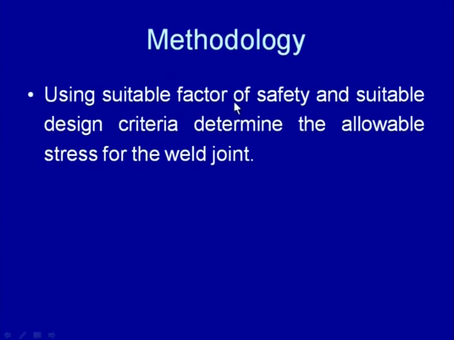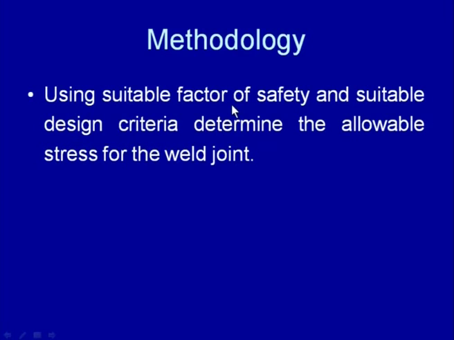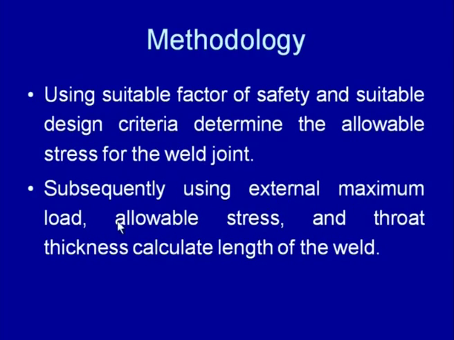So, using a suitable factor of safety and suitable design criteria, like whether it will be based on the ultimate strength, yield strength or modulus of elasticity, the allowable stress is obtained for the weld joint. Using the yield strength or the ultimate strength, we divide by the factor of safety to obtain the allowable stresses for designing the weld joint, and subsequently the external maximum load, allowable stress and the throat thickness are used to calculate the length of the weld.